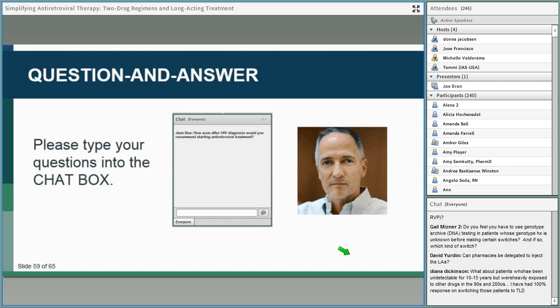Can pharmacists be delegated to inject long-acting? I think it has to do with the state and the pharmacist license, but I think the basic answer is yes.